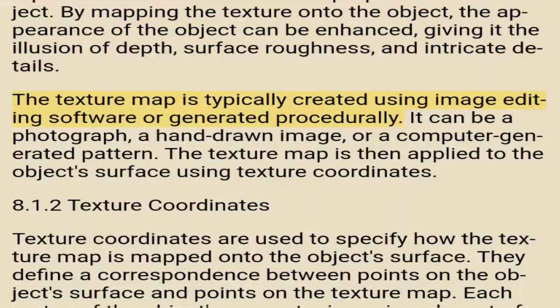The texture map is typically created using image editing software or generated procedurally. It can be a photograph, a hand-drawn image, or a computer-generated pattern. The texture map is then applied to the object's surface using texture coordinates.